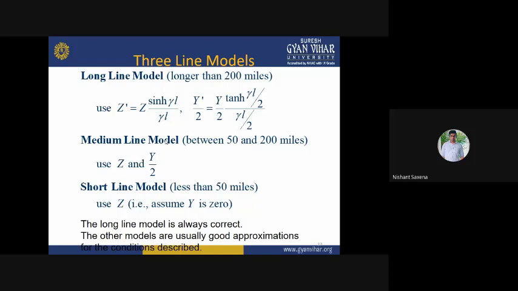Now look at the short transmission lines. You will be using only the impedance, and the admittance is assumed to be zero. It is not exactly zero, but it is very negligible, so its effect is not considered. That means you can neglect the admittance in short transmission lines, whereas in medium length transmission lines, your Z and Y by 2 are considered.